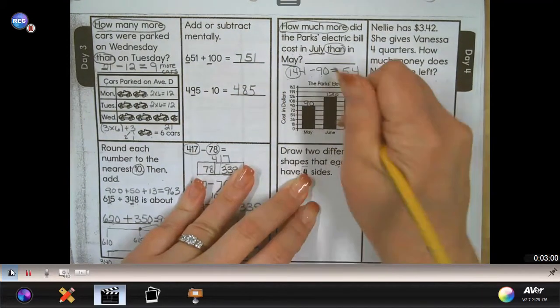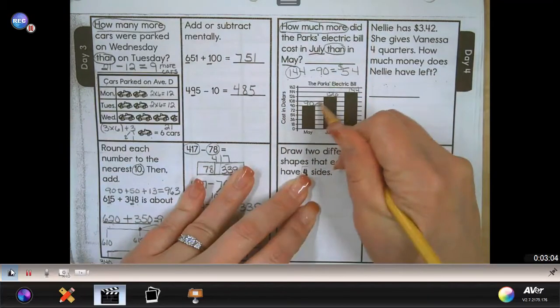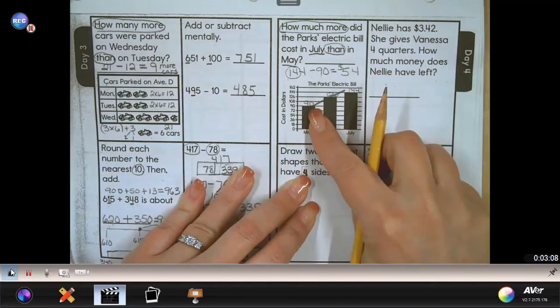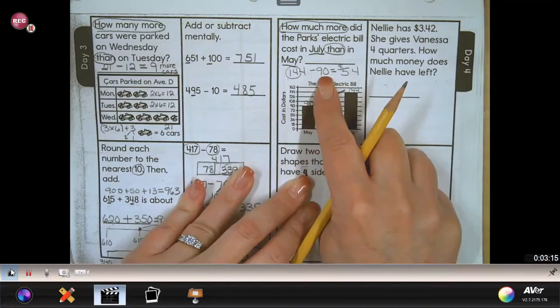So the difference between July's and May's, and you can see here there's a difference between this month and this month. You're going to be paying $54 more in July than in May.